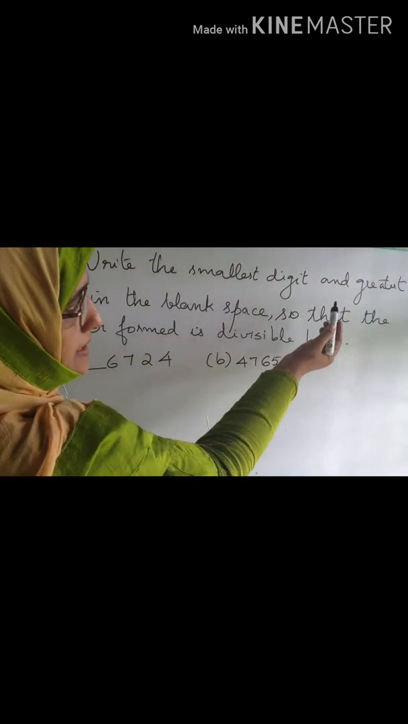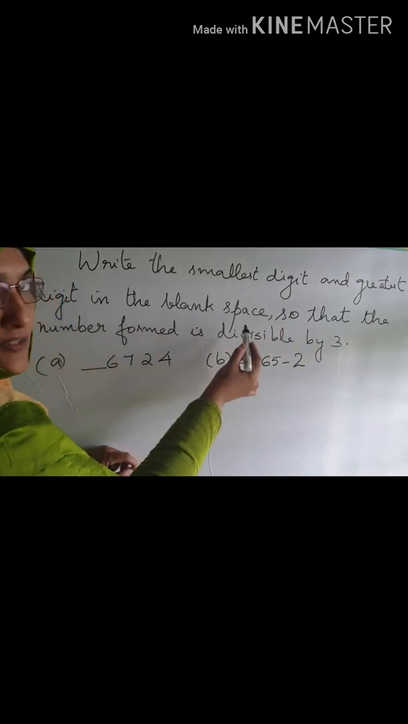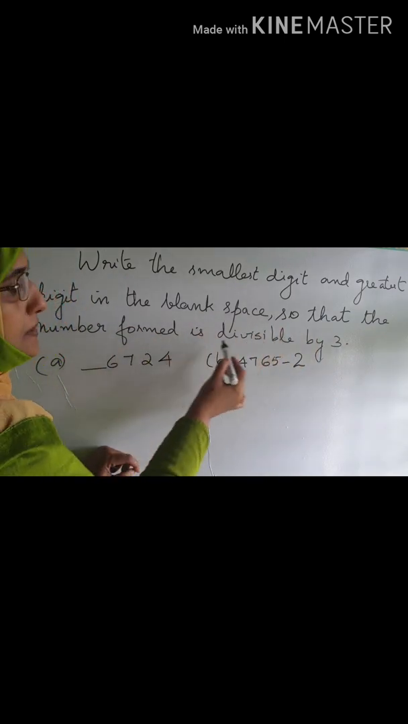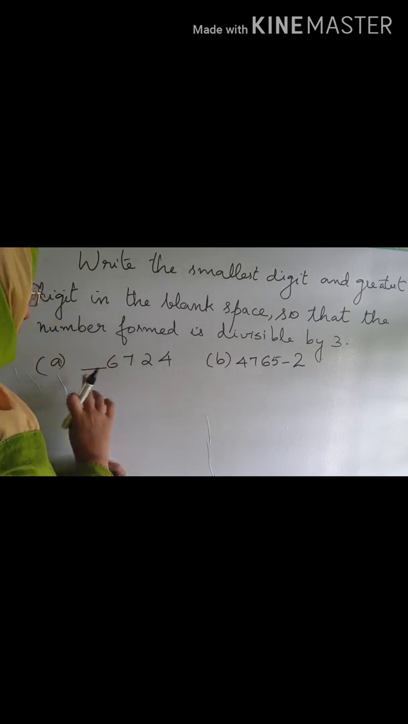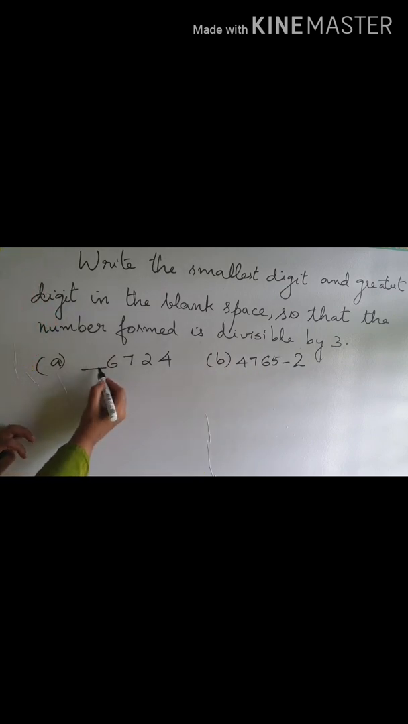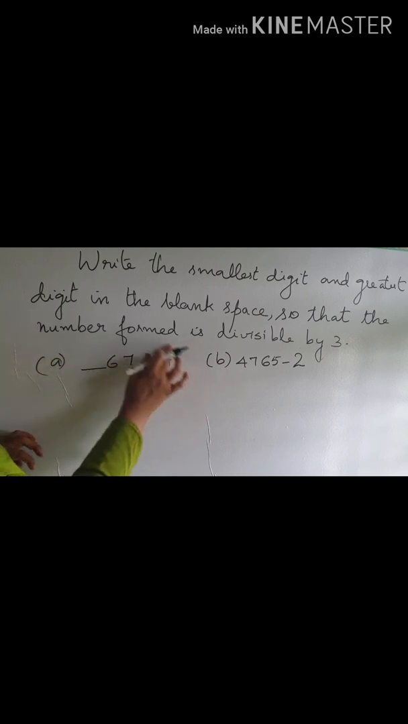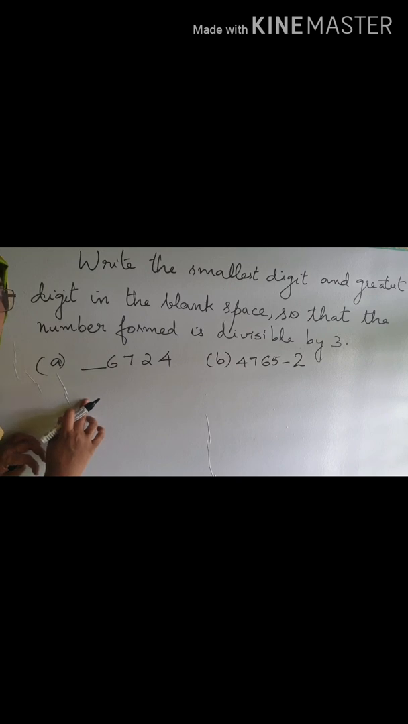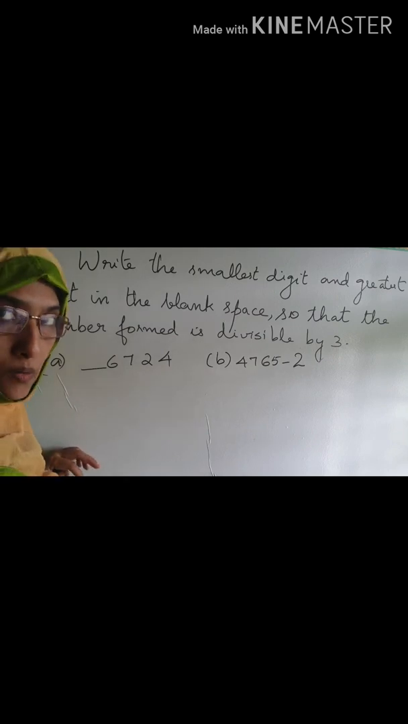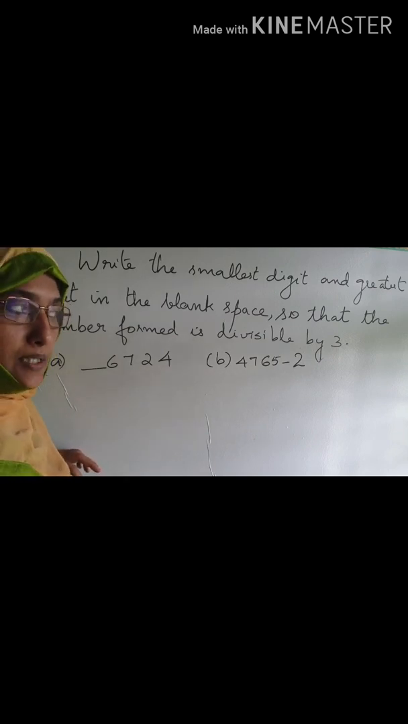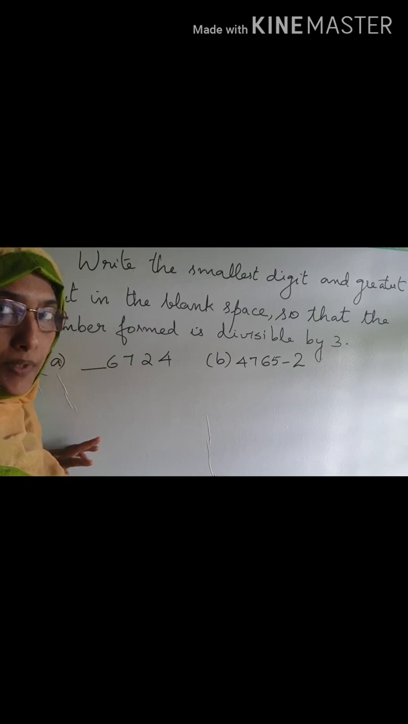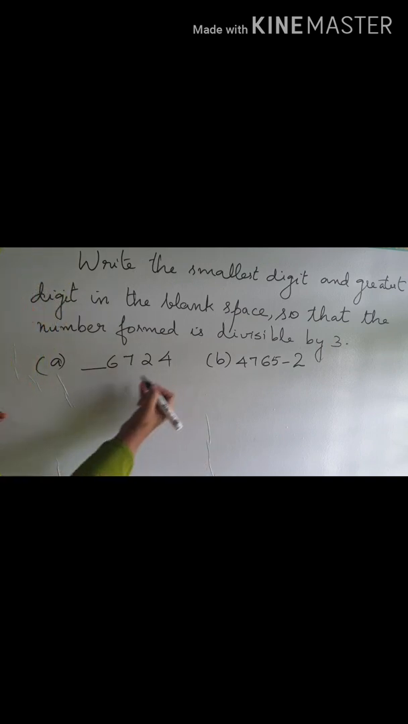See the next question. Write the smallest digit and the greatest digit in the blank space so that the number formed is divisible by 3. See, there is a blank space here. You have to write the smallest number and the greatest number which you can place here so that the whole number is divisible by 3. Do you remember the divisibility of 3? How will you find whether a number is divisible by 3? Yeah, we add all the numbers, isn't it? And if the answer is a multiple of 3, you say that it is divisible by 3.